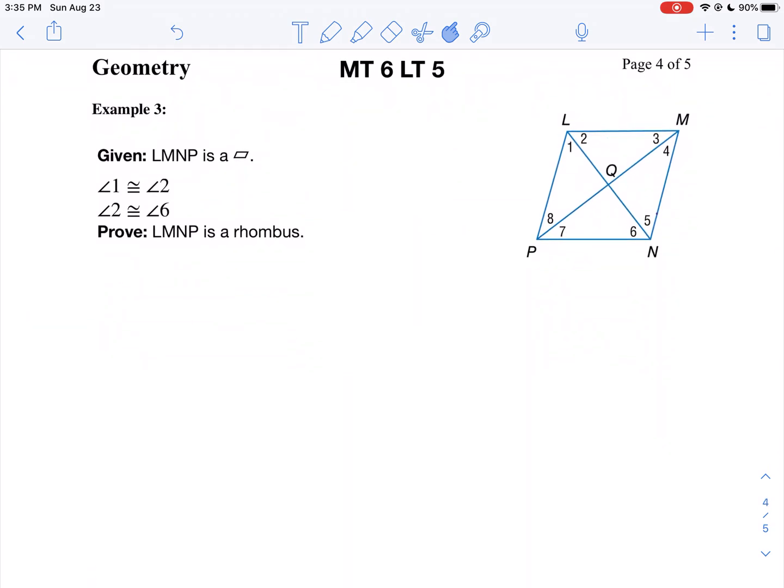Now we can take that and apply it to a proof. Notice on our givens here, we're told LMNP is a parallelogram. So that's nice. We don't have to show it's a parallelogram. We're told angle 1 is congruent to angle 2. And we're told angle 2 is congruent to angle 6. So we want to show it's a rhombus. Really, all we have to show is angle 5 is congruent to angle 6.